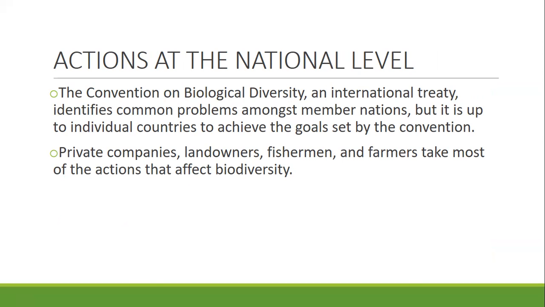Right. So next, let's look briefly at what actions can take place at a national level. So the Convention on Biological Diversity, we know, is an international treaty, and it identifies common problems amongst member nations, but it is usually up to the individual countries to achieve the goals that have been set out at that international level. So usually we have all these different stakeholders and different interest groups involved at that international convention level, where they come together to exchange ideas and information, and they come to agreement in terms of what the international goals should be.